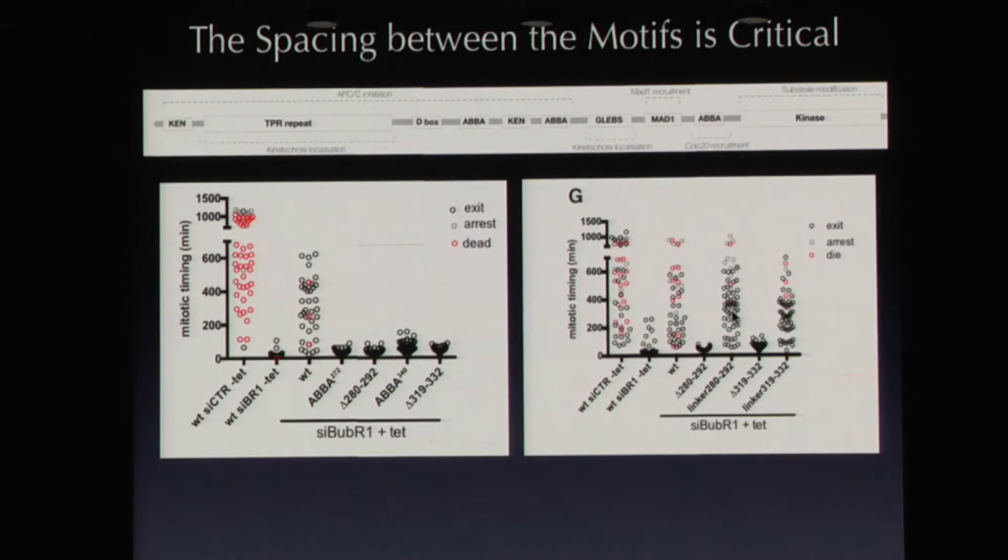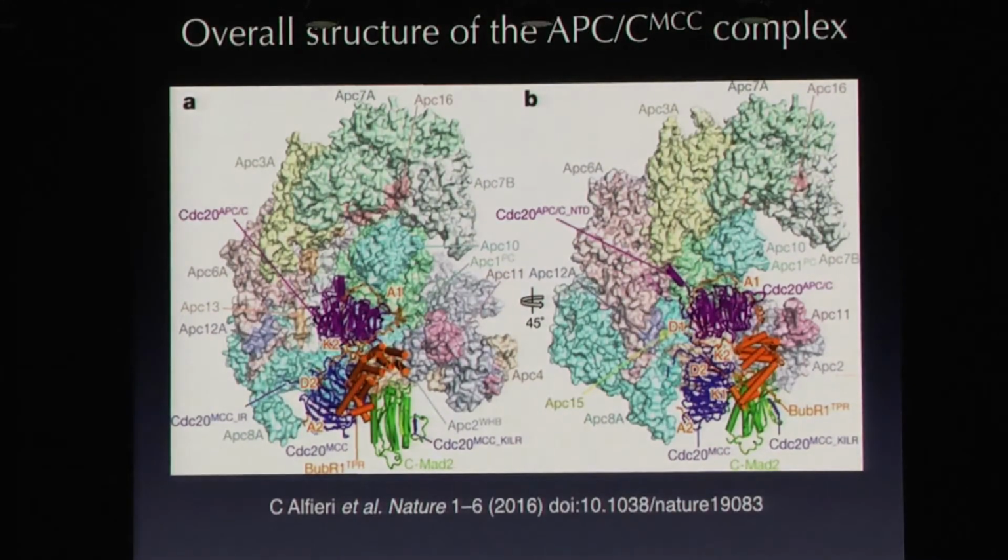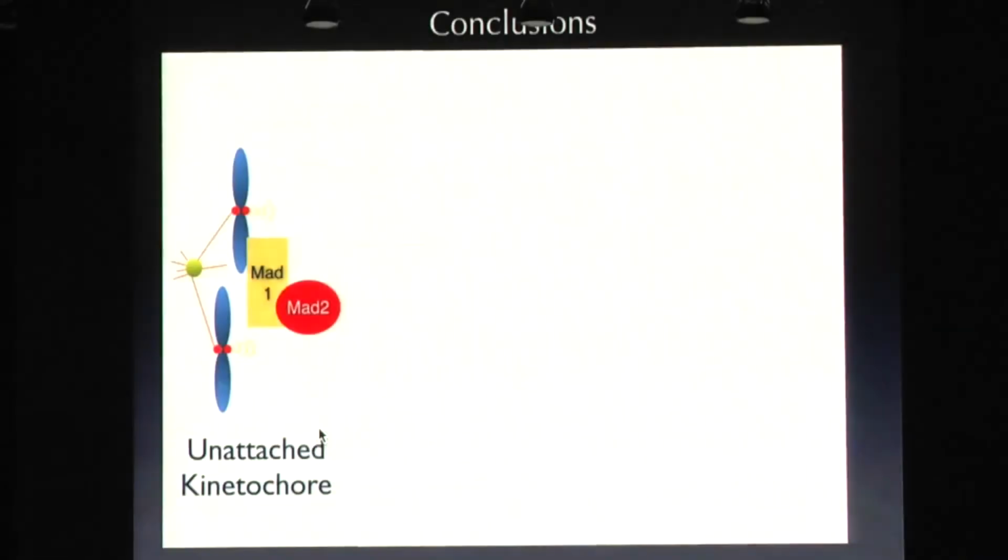So we postulated that they must bind the two molecules of CDC20 onto the APC, and then sure enough, in parallel with us, David Barford, whose structure this is, solved the structure of the MCC bound to the APC. This is CDC20 binding and activating the APC. This is CDC20 that's in the MCC, and this is BubR1. And this is the first Abba motif, this is the Ken box between it, and this is the second Abba motif. So it stretches around those two CDC20 molecules in a lariat formation to stabilize the MCC on the APC.